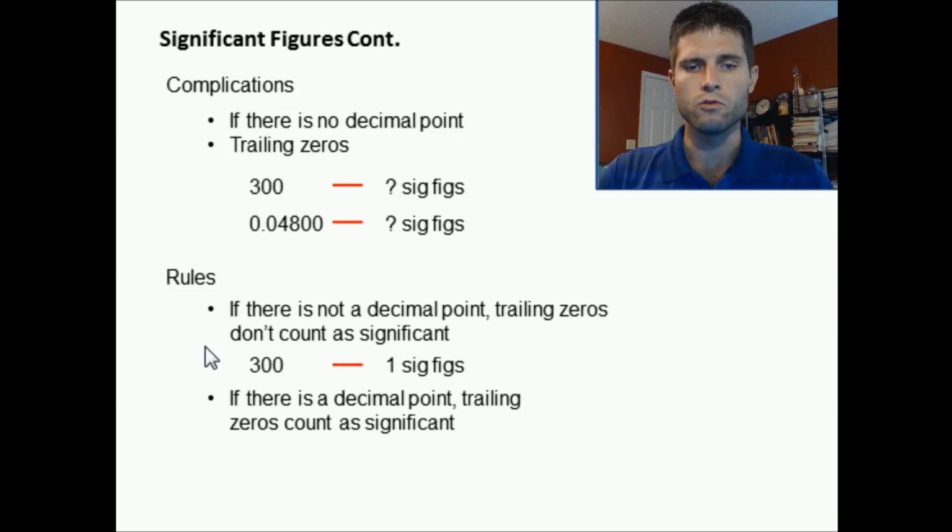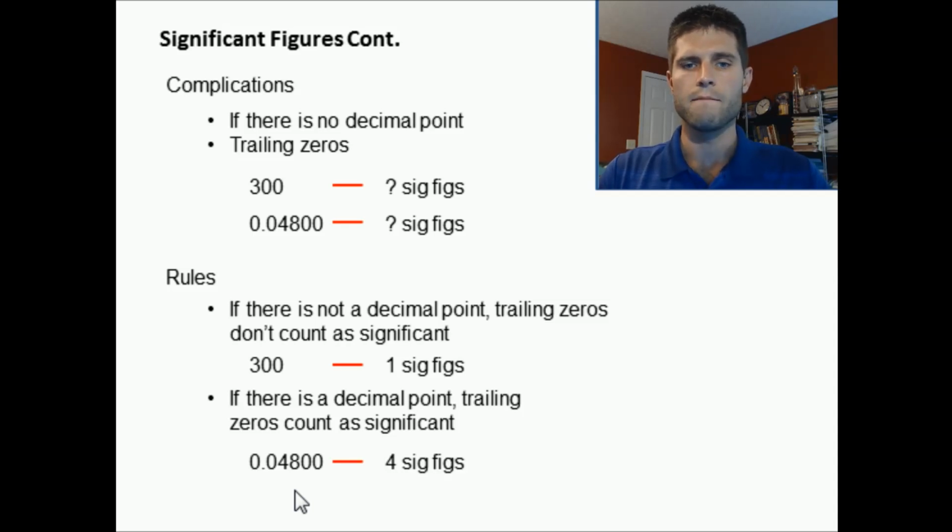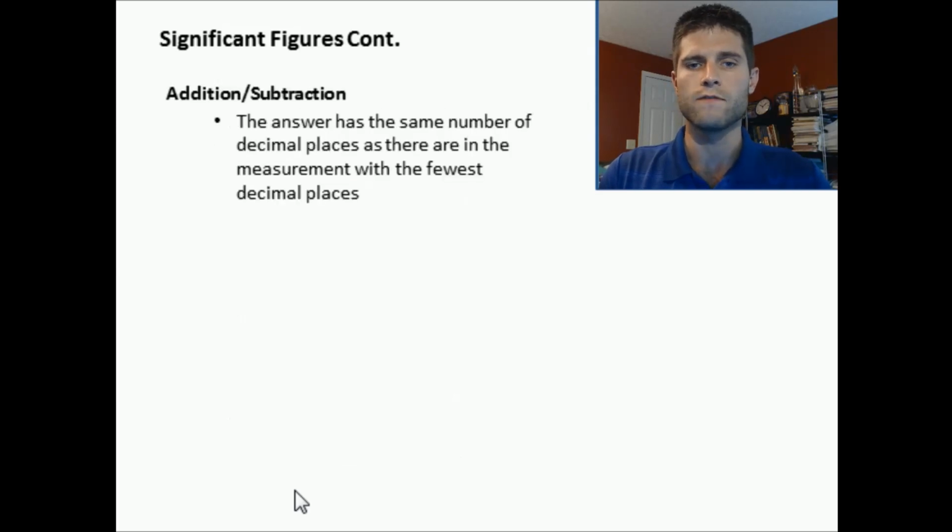The second rule, if there is a decimal point, trailing zeros count as significant numbers. So here we know that leading zeros are not, but these trailing zeros, since there is a decimal point here, are significant. So 0.04800 has 4 significant figures. Okay. Those are our rules. Those are our foundations for significant figures. Let's start adding and subtracting and multiplying, dividing, and see what rules we follow there.